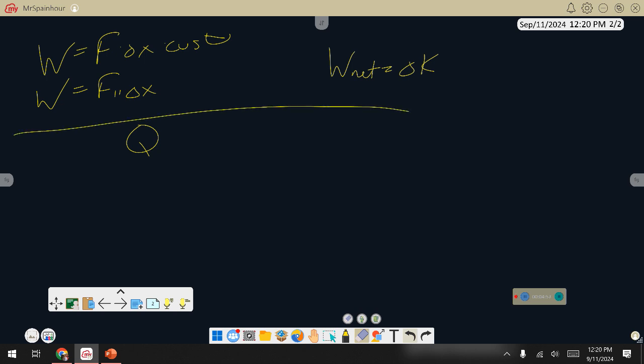Q is not work. You can do Q without doing any work whatsoever. For example, I'm doing it right now. Am I putting work in the desk? No. Is any work being done to the desk? No. Am I changing the desk's internal energy? Yes. So there is a transfer of energy that is not currently being done by work. It is being done by heat. Q is how much energy is going from me into the desk.